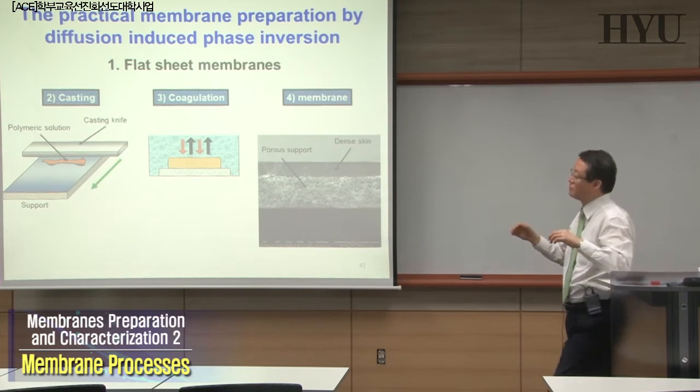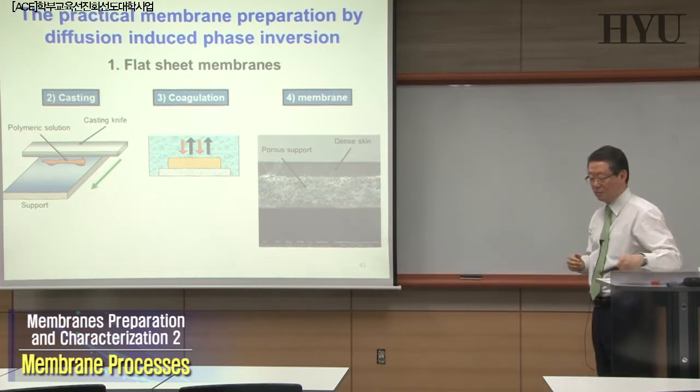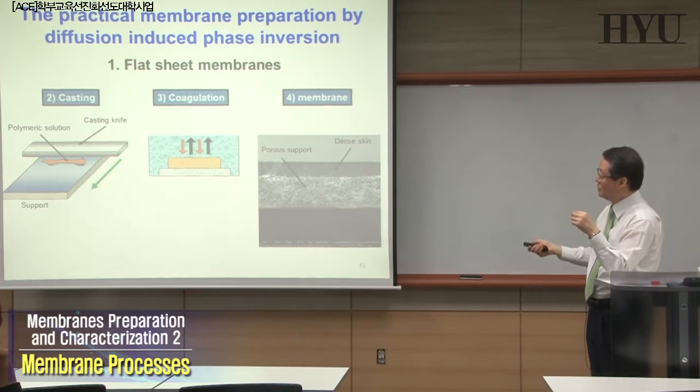If you control the space between the knife and the plate, then that will determine the thickness of the casting solution. After casting, with the same space between the knife and the plate, polymer concentration will determine the final thickness of the membrane, because the final thickness of the membrane after complete evaporation depends upon the polymer concentration.